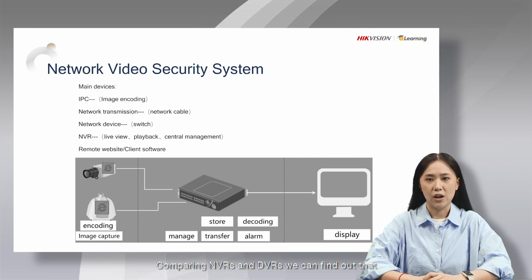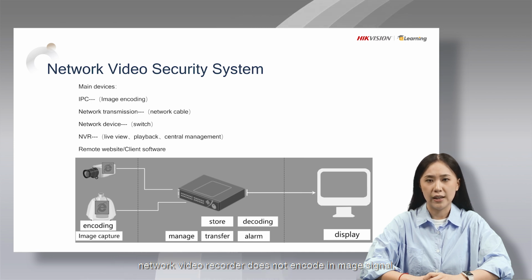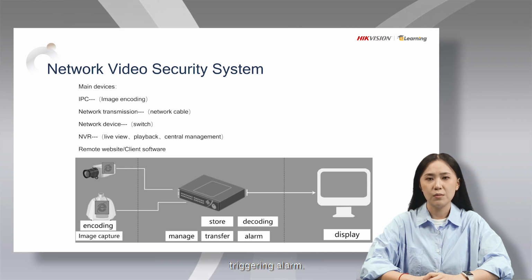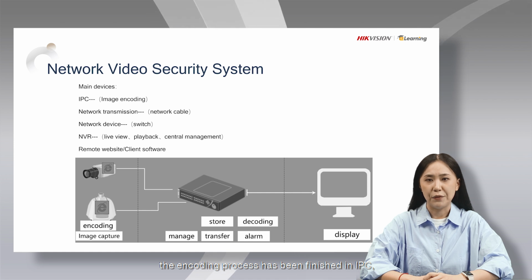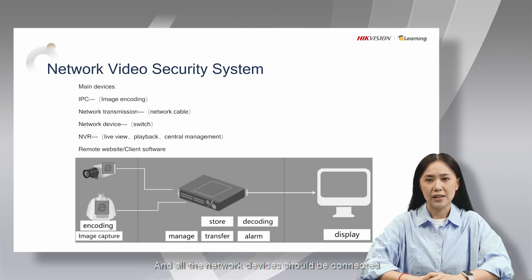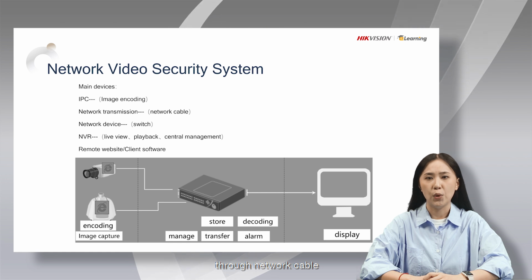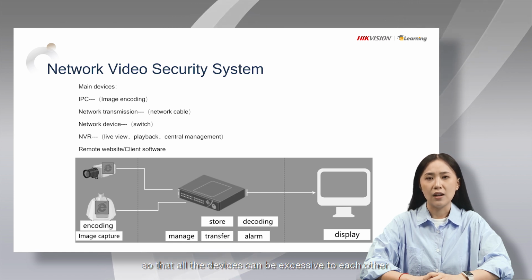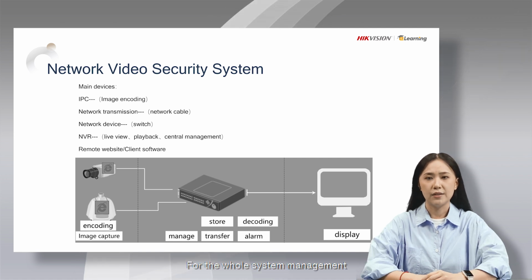Comparing NVRs and DVRs, we can find out that network video recorder does not encode image signal. It only works for storage, decoding, management, triggering alarm. The encoding process has been finished in IPC. Network camera works for image capture and encoding, and all the network devices should be connected through network cable with a switch, so that all the devices can be accessible to each other. For the whole system management, we usually use the remote website of backend device or client software.